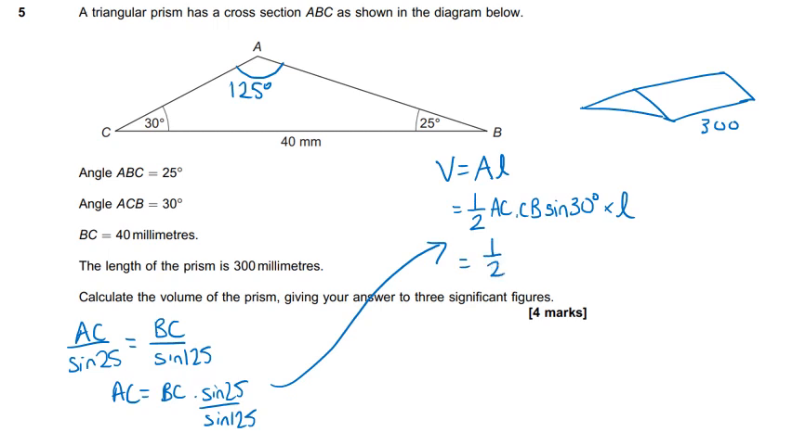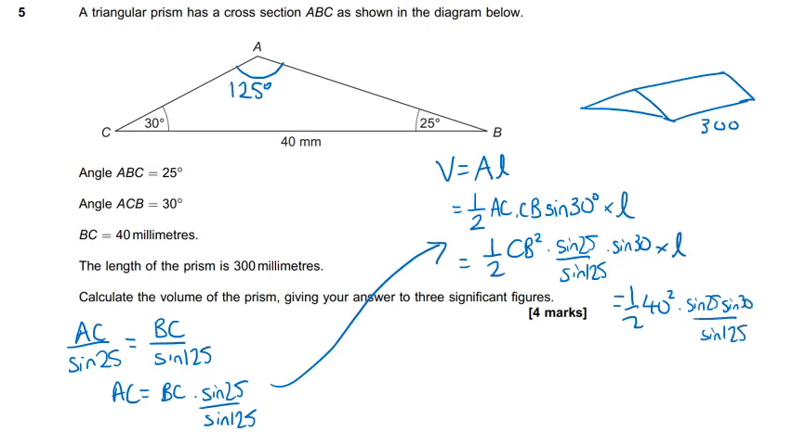So I've got half of AC, which is BC or CB. Okay, so that's CB squared multiplied by sine 25 over sine 125 times sine 30 times the length. So I've got a half of 40 squared times sine 25 over sine 125 times sine 30 times 300. And if I put that all together, I get to three significant figures, which is what I'm asked for, about 61,900 millimetres cubed.